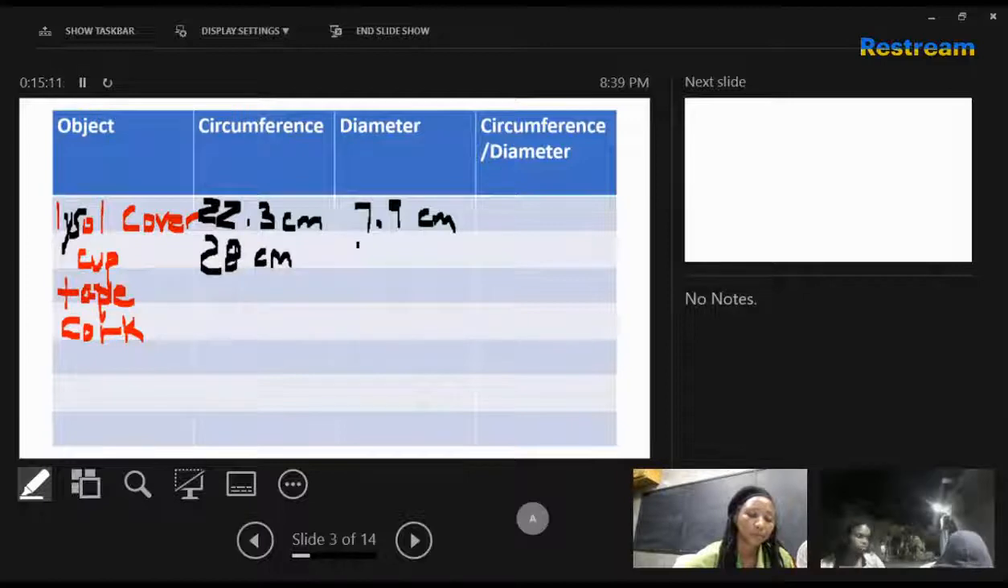11.7 centimeters. Are you sure? Yes, miss. You're putting it as close to the center as possible. Yes, miss. All right, 11.7. How about the tape?